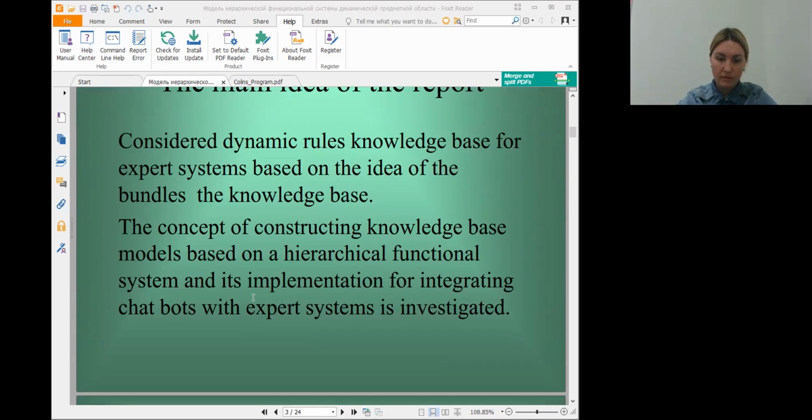Consider dynamic rules, a knowledge base for an expert system based on the idea of bundles, the knowledge base. The concept of constructing knowledge base models based on a hierarchical functional system, and its implementation for integrating chatbots with expert systems, is investigated.